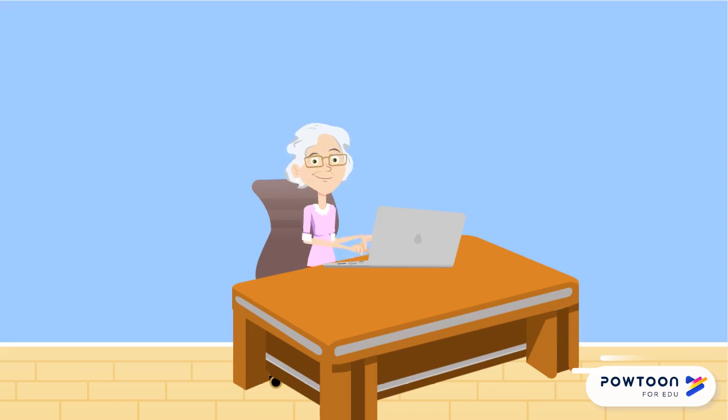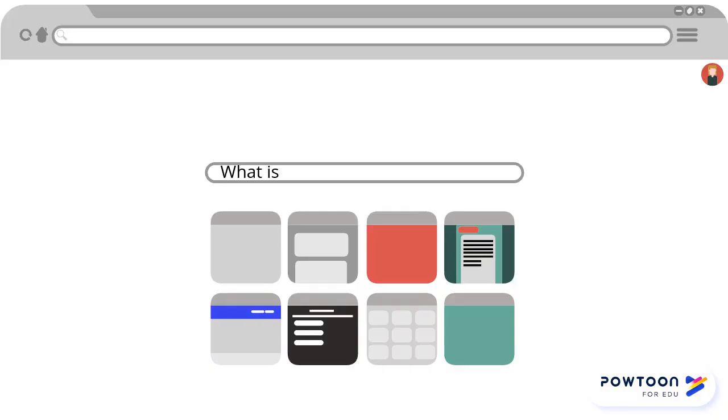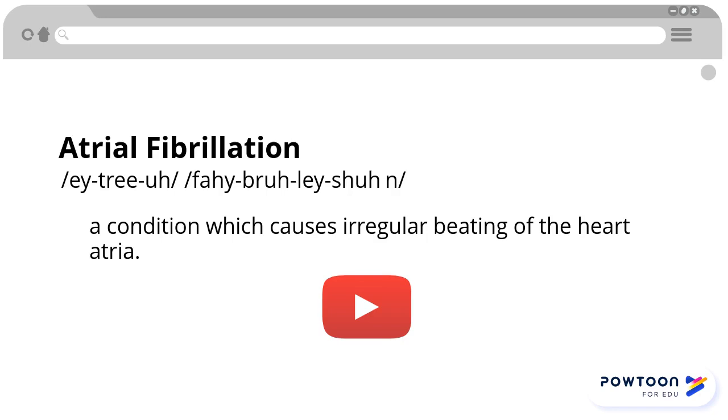This understanding provided Susan with a base to understand how her heart functioned normally, but she was still confused about what happens during atrial fibrillation. She researched what is atrial fibrillation and how does it differ from the normal heartbeat. Her search led her to discover that atrial fibrillation is a condition that causes an irregular beating of the heart atria.